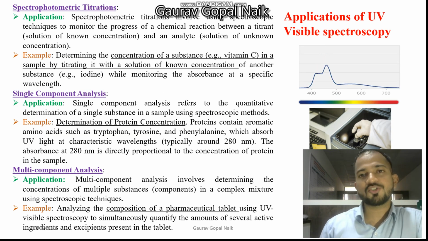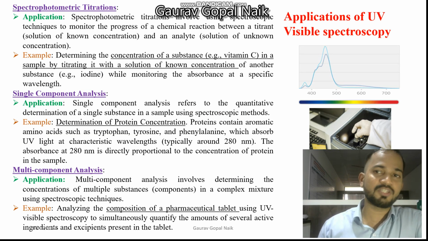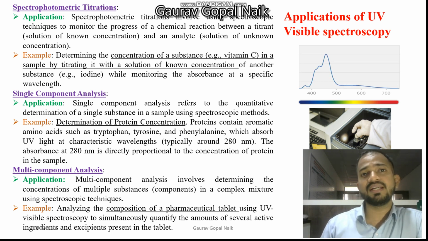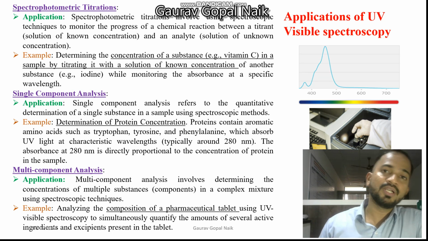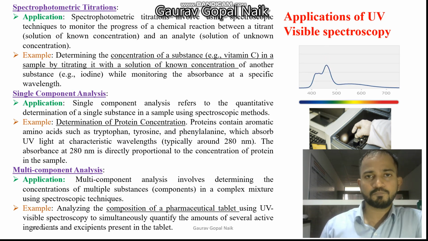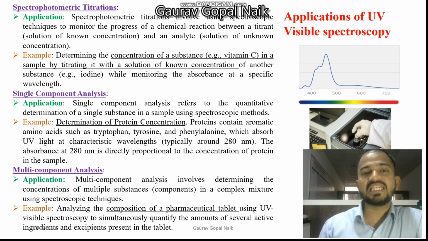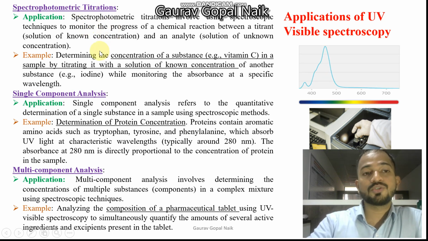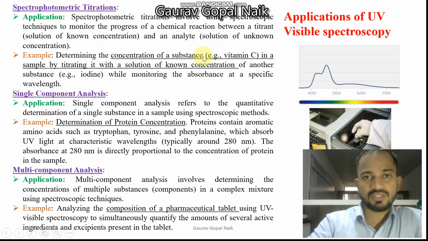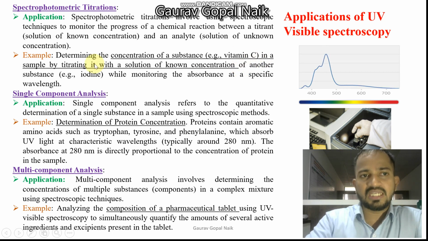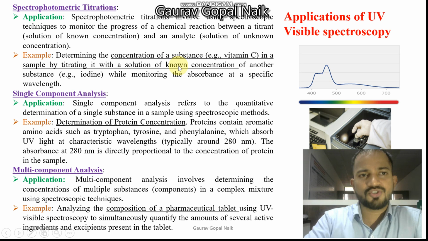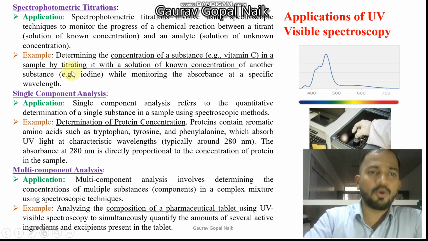Now, coming to the last part, that is applications of UV visible spectroscopy. UV plays an important role in our day-to-day life, be it in the food industry or pharmaceutical industry. Here I have mentioned three major applications of UV. The first one is spectrophotometric titration. This is useful in determining the concentration of a substance such as vitamin C in a sample by titrating it with a solution of a known concentration of another substance such as iodine.